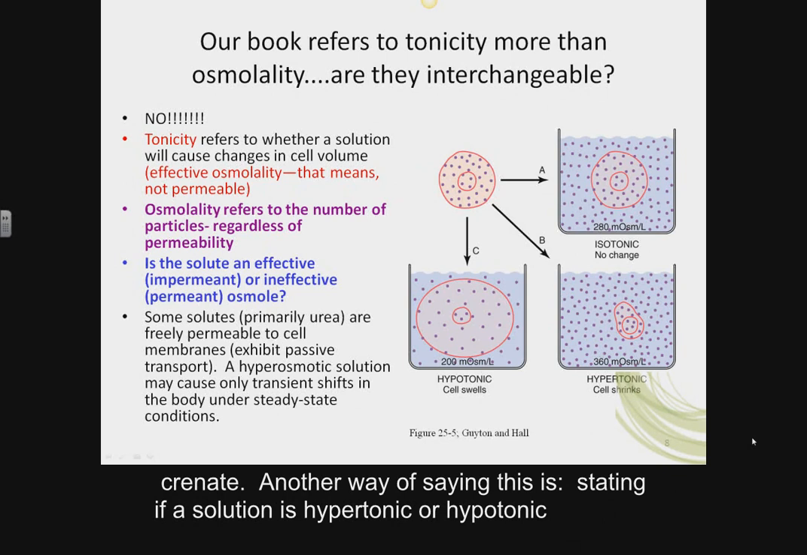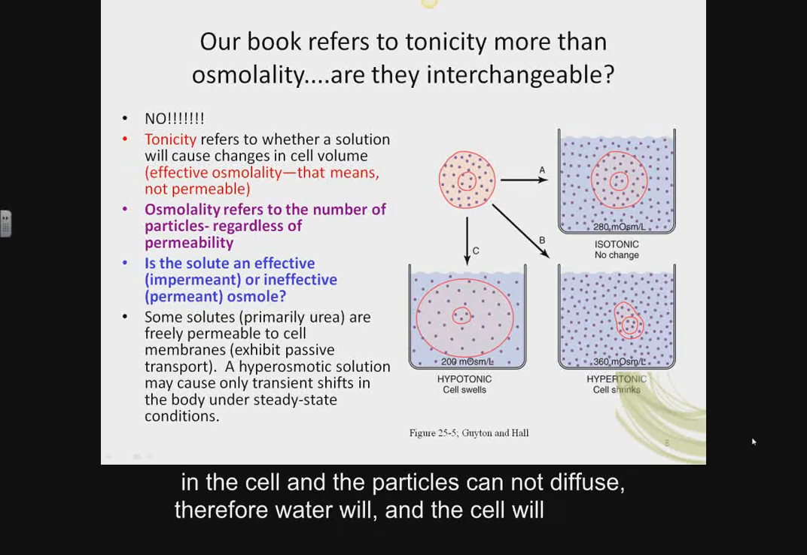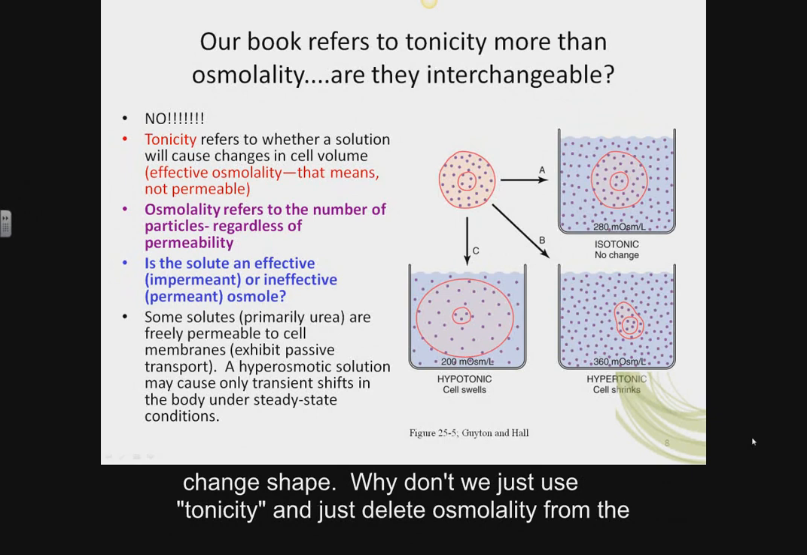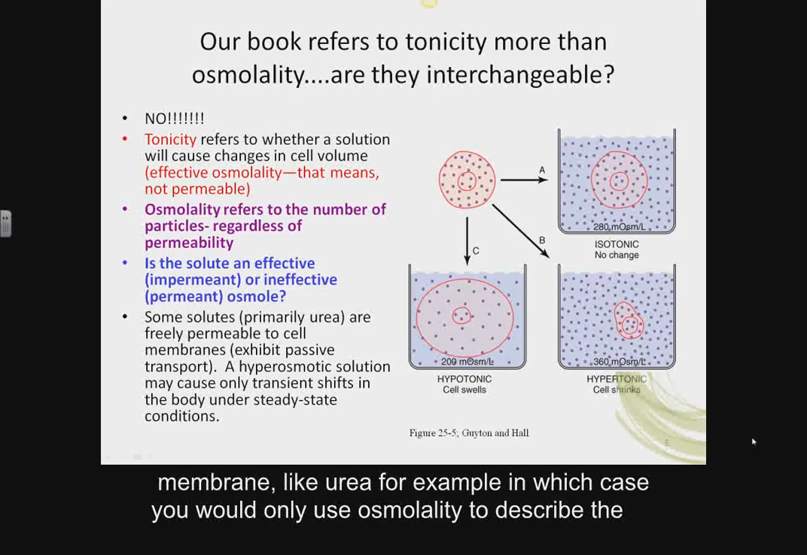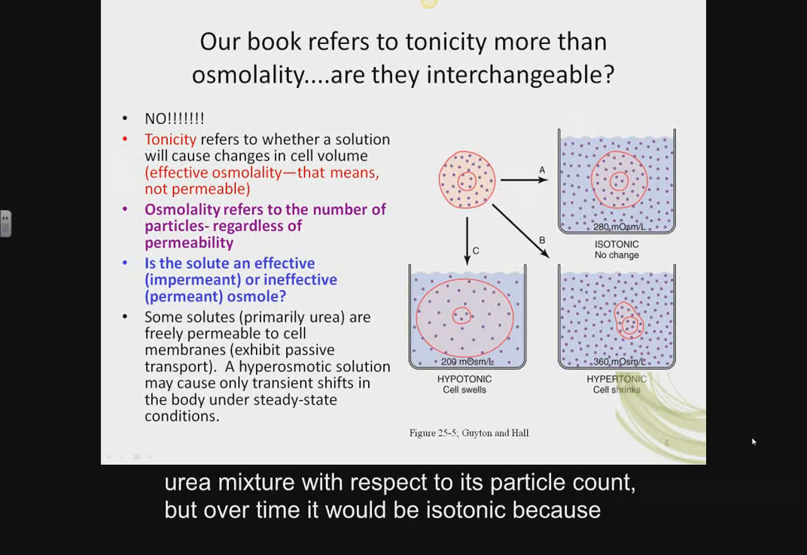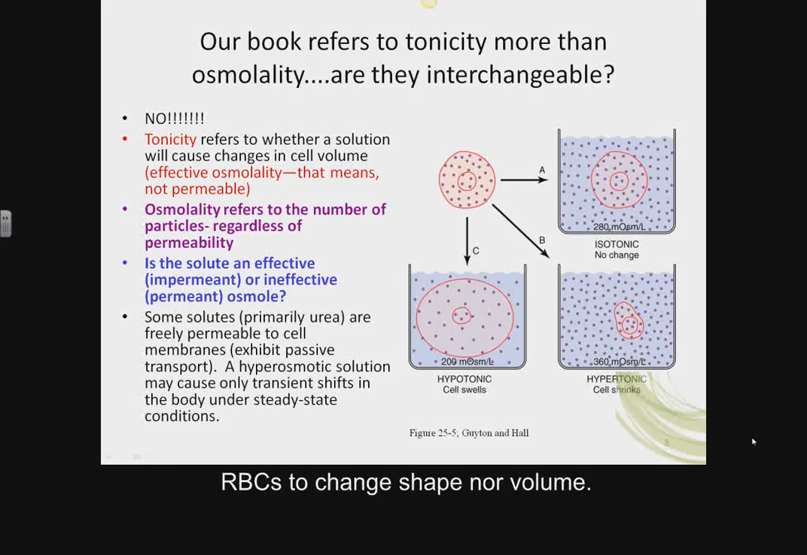Another way of saying this is, stating if a solution is hypertonic or hypotonic tells us more details. It tells us the solution is not the same in particle count as the particles in the cell, and the particles cannot diffuse. Therefore, water will, and the cell will change shape. Why don't we just use tonicity and delete osmolality from the books? Well, there are some solutions we use with particles that can cross the cell membrane, like urea, for example, in which case you would use only osmolality to describe the urea mixture with respect to its particle count. But over time, it would be isotonic because urea can cross the cell membranes, for example, red blood cell membranes. And this would not cause the red blood cells to change shape nor volume.